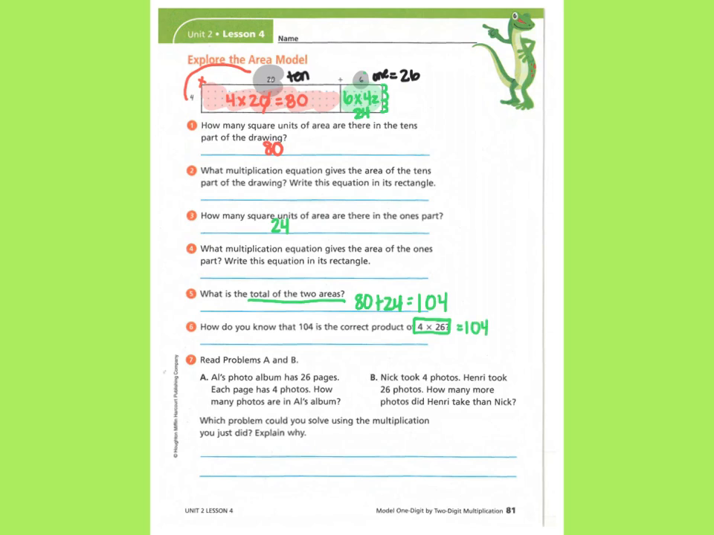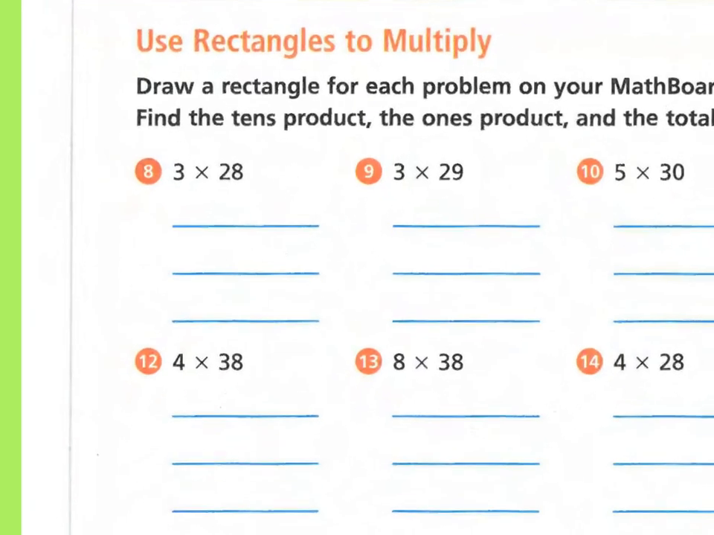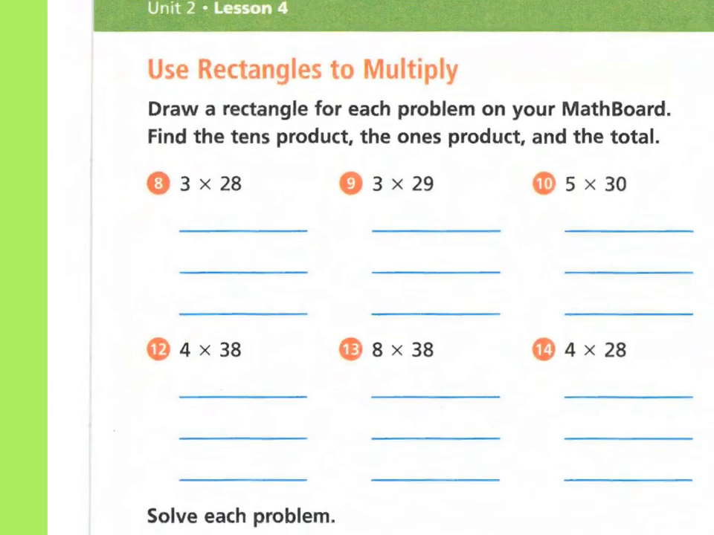Today, we are going to practice drawing area models to help us multiply larger numbers. Turn in your practice book to page 82. As you can see, I have quite a few examples of 2-digit by 1-digit numbers. Let's practice drawing a rectangle for those to help us solve them.